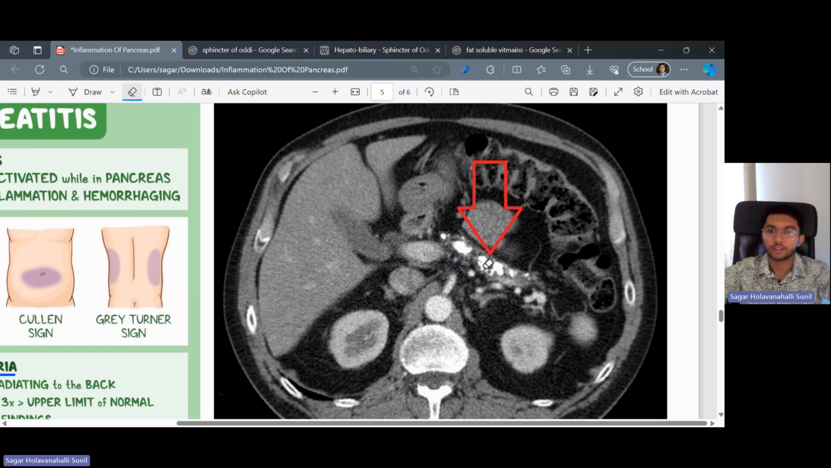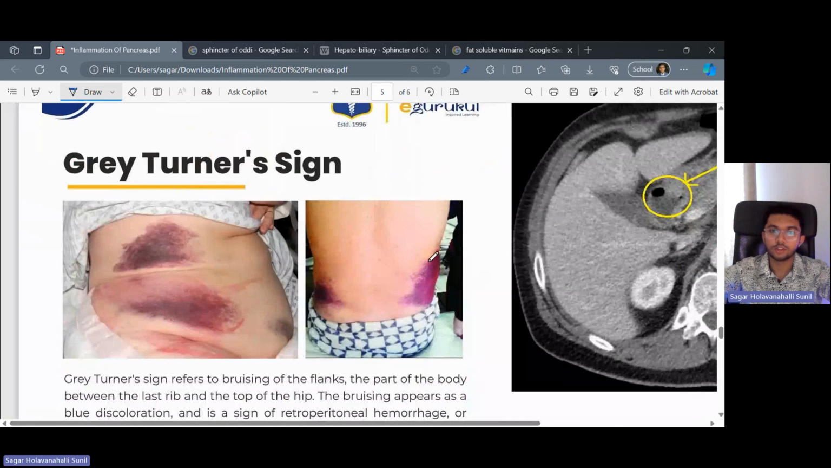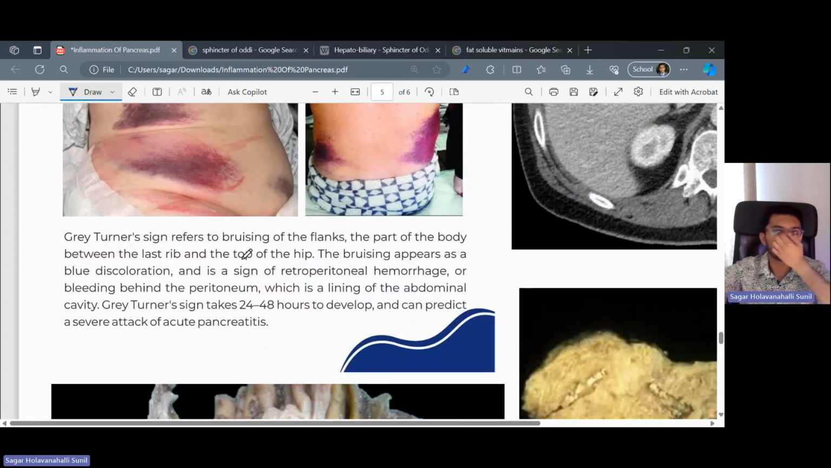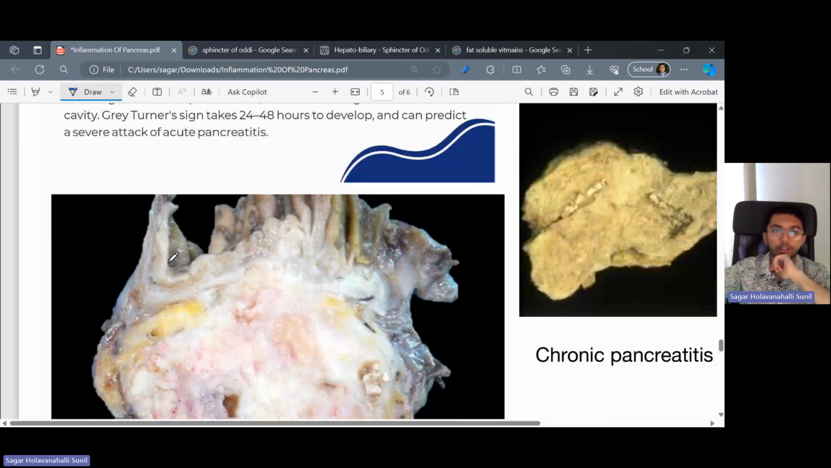You see these, these are all calcifications. This is the pancreas. Now, here there's a pancreatic pseudocyst. Again, Grey Turner sign, so flank hemorrhage. And remember, Cullen's sign is periumbilical, just around the umbilicus. This flank hemorrhage usually occurs because of retroperitoneal hemorrhage. The pancreas is also retroperitoneal, therefore bleeding can occur behind the peritoneum. These signs usually take about 24 to 48 hours to develop.